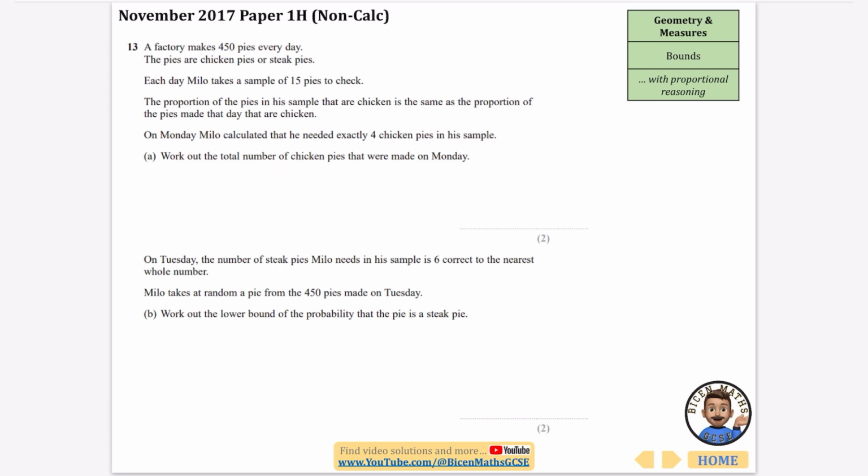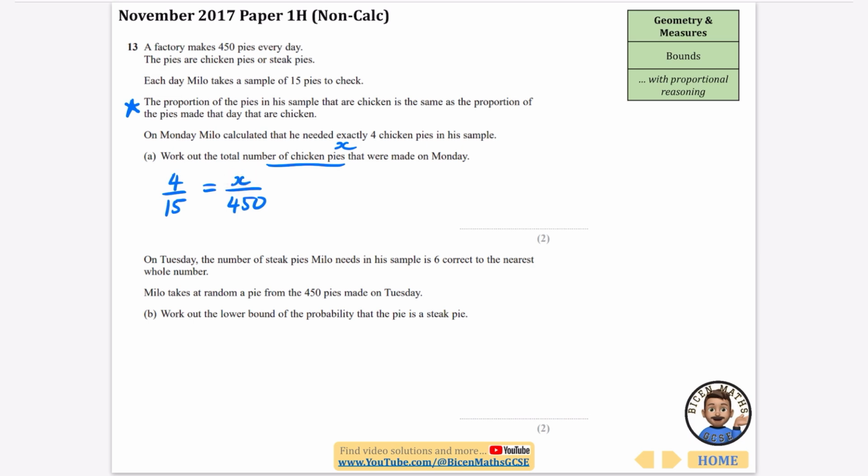So I think this is the most important bit that we've got here. The proportion of the pies in his sample that are chicken is the same as that made by the factory. So in his sample, the amount that are chicken is 4 out of 15. That's the proportion. But in the factory, if we say the number of chicken pies made that day is X, it would be X out of the total amount that are made. So this is the proportion in the sample and this is the proportion in the factory, and we want to find out how many of them are chicken.